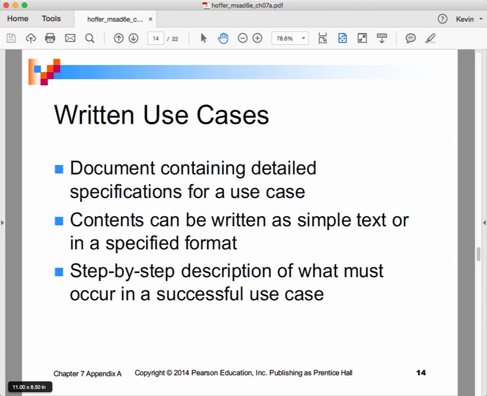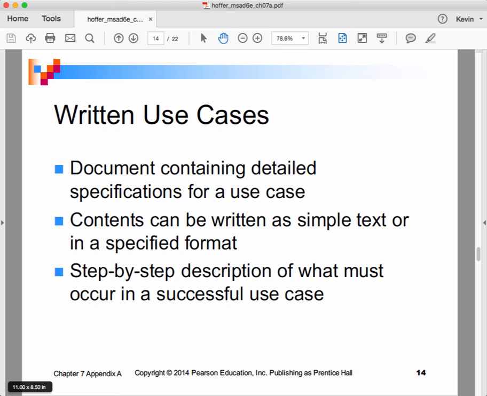In most organizations, they have an agreed-to format, and they have a word processing template that they follow, and that's what we're going to do in this course. And it's a step-by-step narrative description of what must occur in a successful use case. So there's a couple of elements there. Step-by-step narrative description. So there's a narrative. It tells a story.